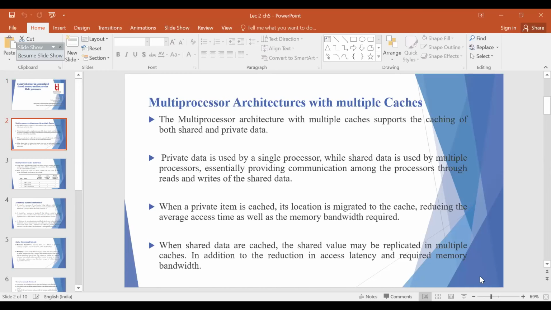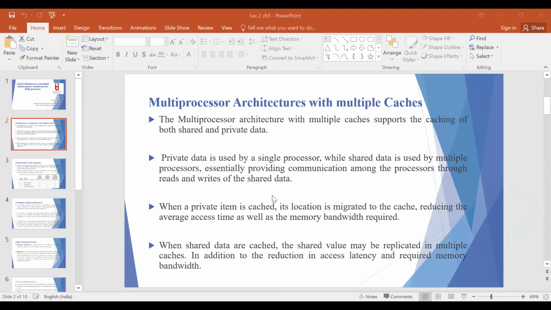So we just saw how the architecture would look like, and every processor will have its own cache and there will be a central memory which will be shared by everyone. Now, the multiprocessor architecture with multiple caches supports the caching of both shared and private data. So every processor can have its own private data as well, and there can be a shared data which has to be shared by all other processors. Can be both, the configurations are possible.